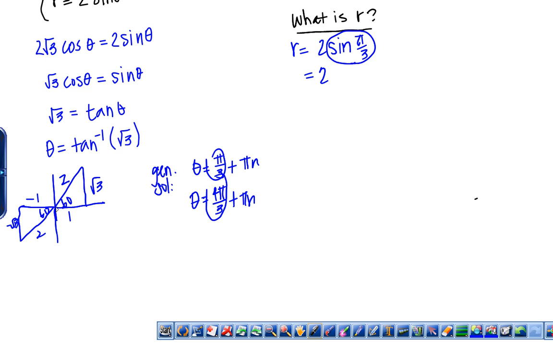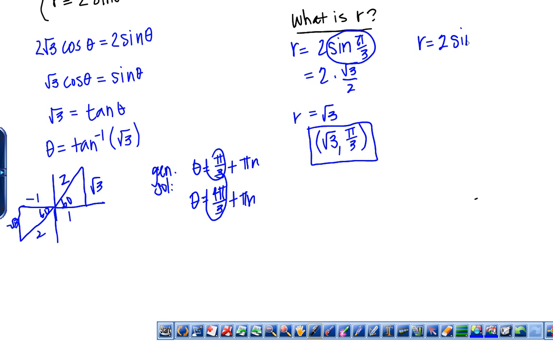So sine of pi over 3 is going to be opposite over hypotenuse. So square root 3 over 2, so times square root 3 over 2. And so my r in this case is just root 3. So my ordered pair is going to be root 3, and my angle is pi over 3. There's my solution. For my second one, this is going to be 2 times the sine of my next angle, which is 4 pi over 3. It's kind of messy. Hope y'all can read that.